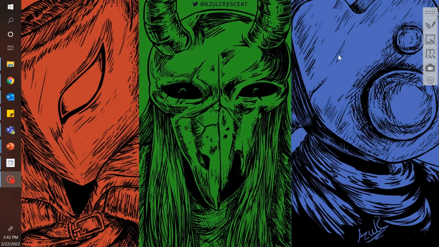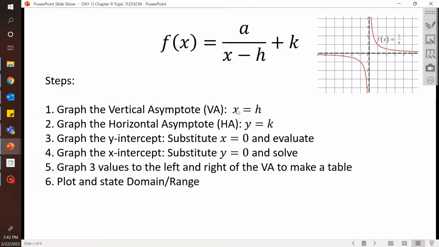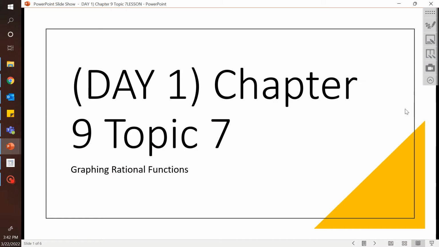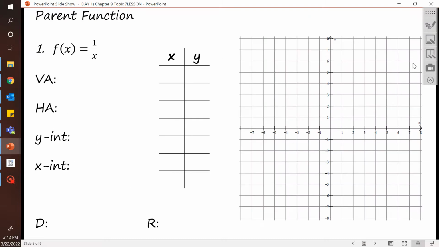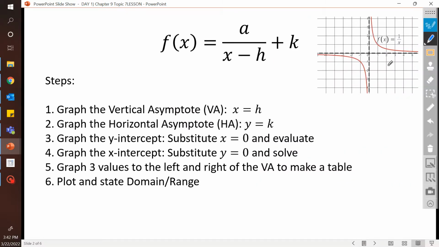One of the things we're going to want to do is understand and see the transformations. So let's take a look at how we actually go about graphing by hand these graphs. So first we identify the vertical asymptote. The vertical asymptote is always equal to the h value, because the h value is the horizontal transformation, and that moves the vertical asymptote. The vertical asymptote is a vertical line, and it always has the equation x equals h.